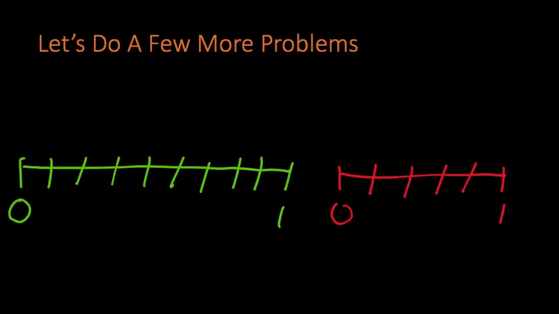Now, let's do a few more problems. Let's count the total. So there's 1, 2, 3, 4, 5, 6, 7, 8, 9. So 9 is the total. And now let's start counting. So this will be 1 ninth, 2 ninths, 3 ninths, 4 ninths. Sorry, let me just erase that so you guys can probably see that.